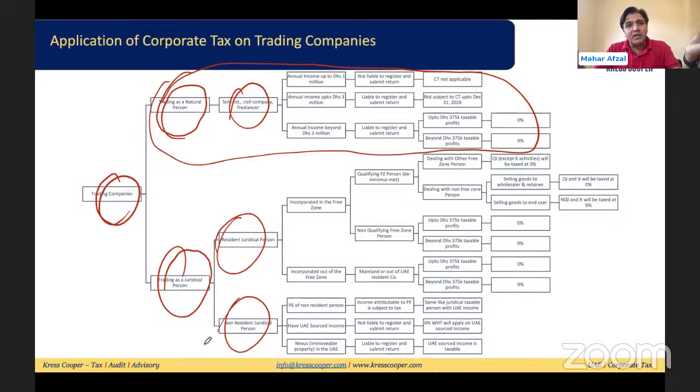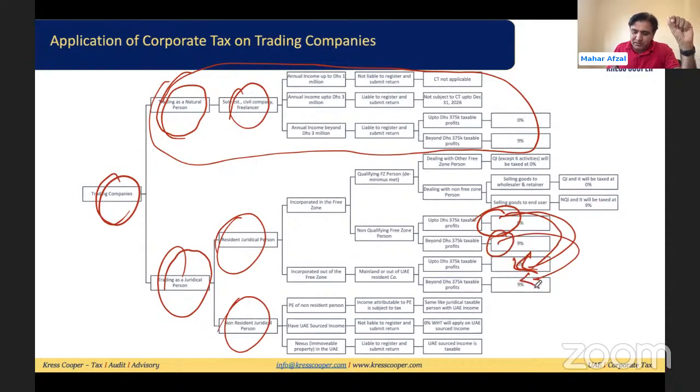For a non-qualifying free zone person, or a juridical person company registered on the mainland, the 0% privilege will not be available. Then in this situation, 0% corporate tax will be applicable for the taxable income up to 375,000. This is the same, this and this, as I mentioned earlier as well. In both cases, the treatment is the same. And any income more than 375,000, 9% corporate tax will be applicable.